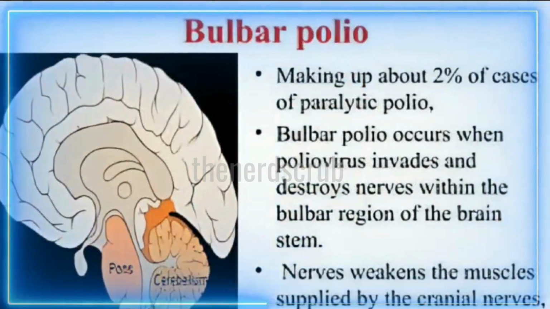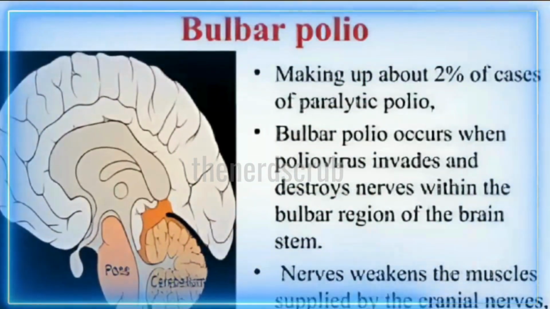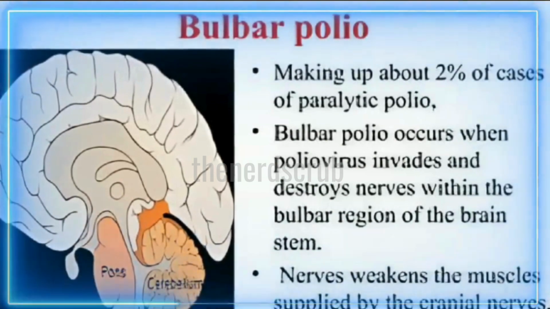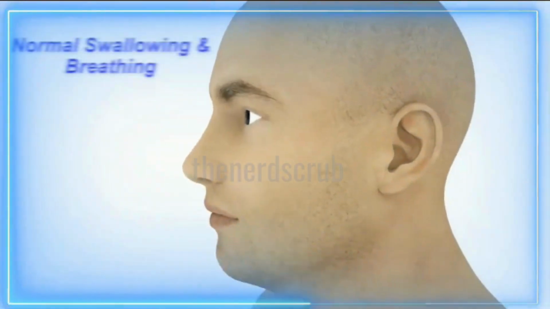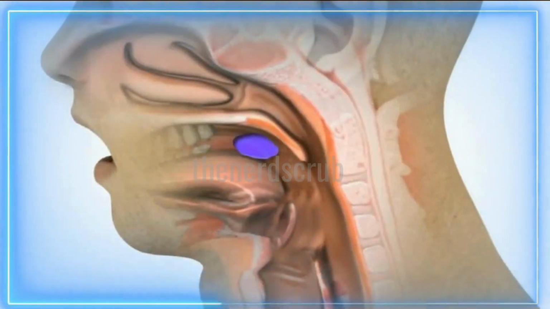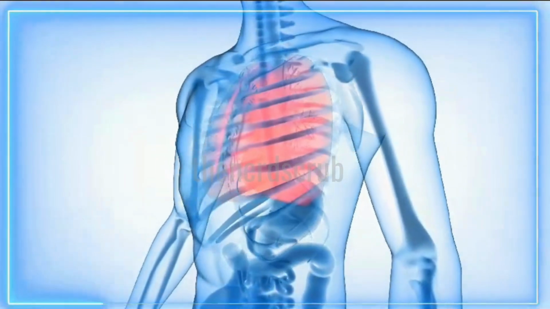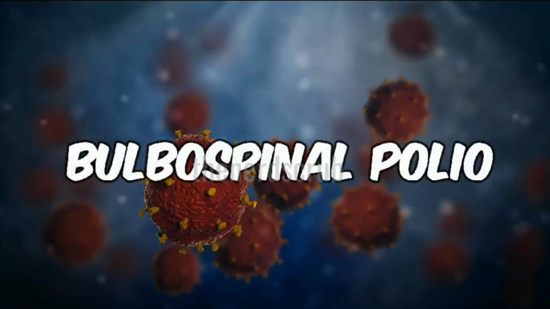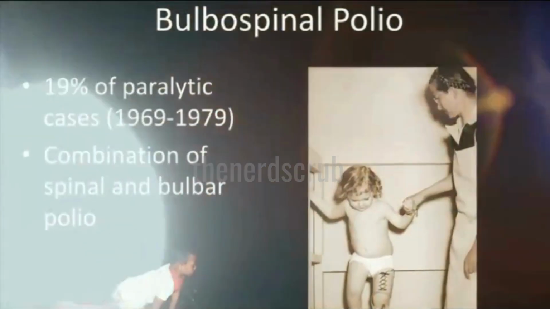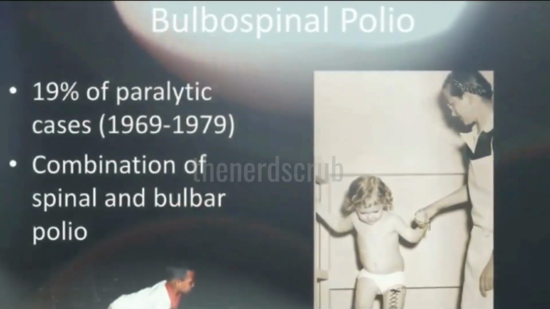B. Bulbar polio. Involves the infection of motor neurons in the brainstem, which controls essential functions such as breathing, swallowing, and heart rate. Bulbar polio can lead to difficulty breathing, swallowing difficulties, and even respiratory failure. C. Bulbospinal polio. A combination of both spinal and bulbar polio, causing a mixture of symptoms from both forms.